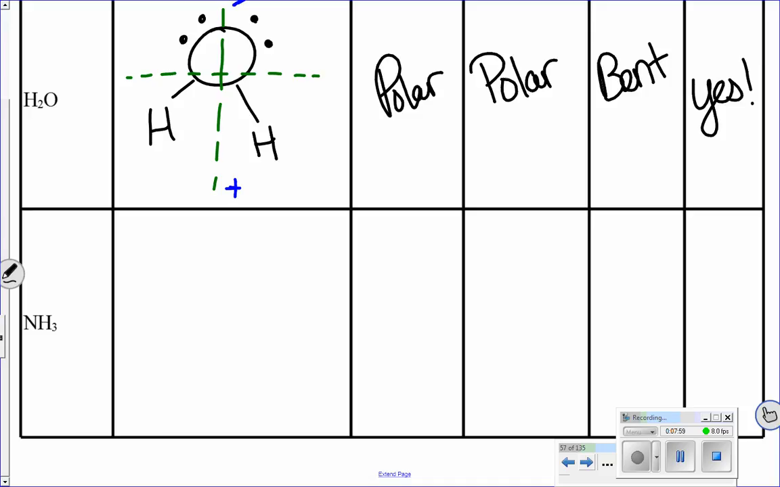NH3, we've got an N with 1, 2, 3, 4, 5 electrons, and 3 H's that each show up with 1 electron. It's perfectly fine to show this like this. A better rendition of its shape is actually like that. And you do need that extra pair of electrons right on top.